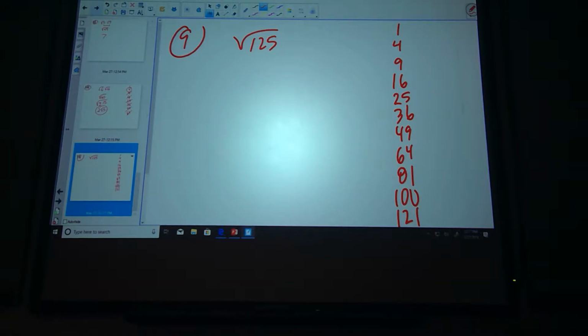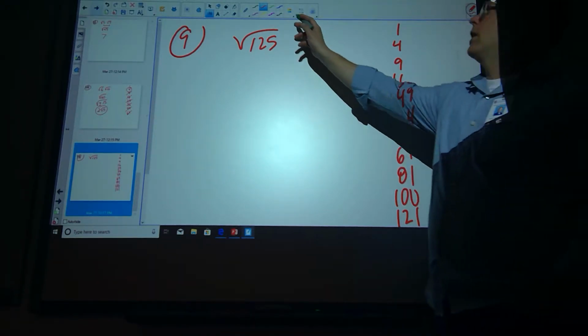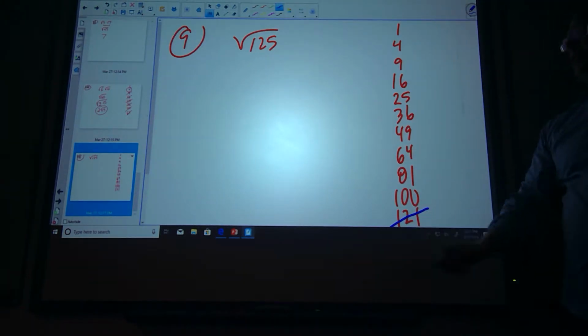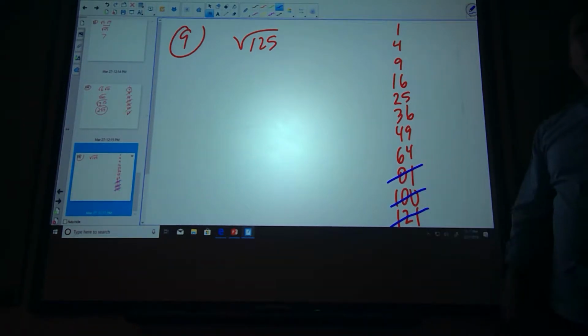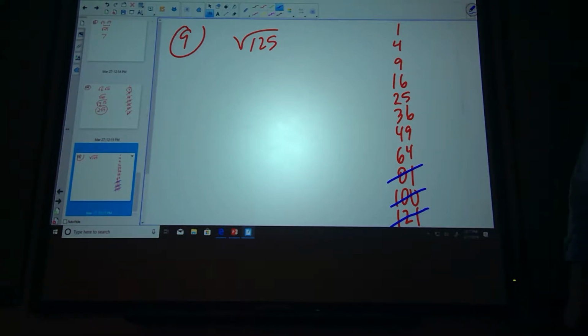Okay. So I think we've gone far enough to see what might work. 121 times a number is not going to give me 125, nor is 100 times a number going to give me that. 81 times 2 is 162. That's not going to work. 64 times 2 is 128. Oh, that's close, but not close enough. 49 times 2 is 98. 49 times 3 is 147, so that's not going to work. 36 times 2 is 72. 36 times 3 is 108. 36 times 4 is 144. No, it's not going to work.